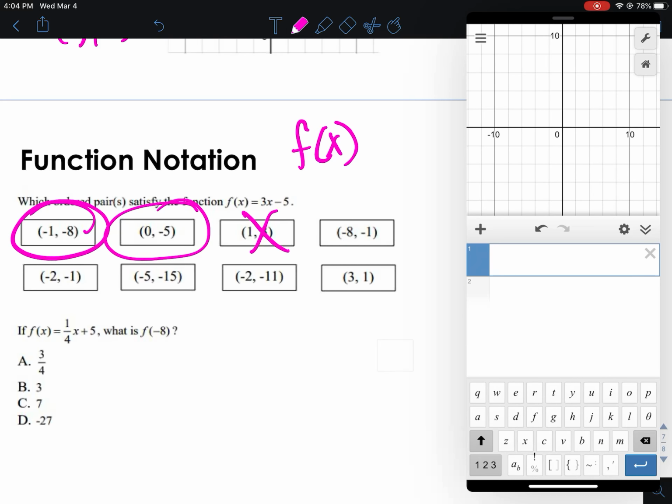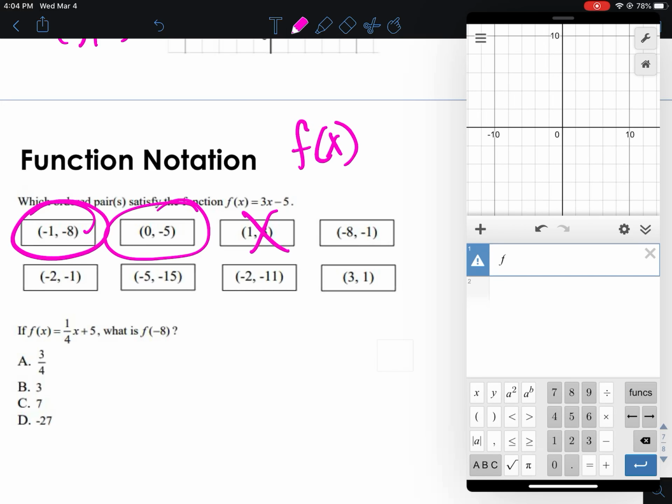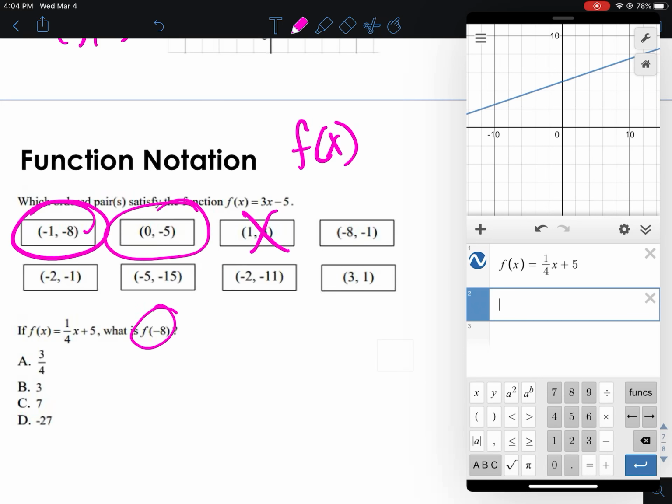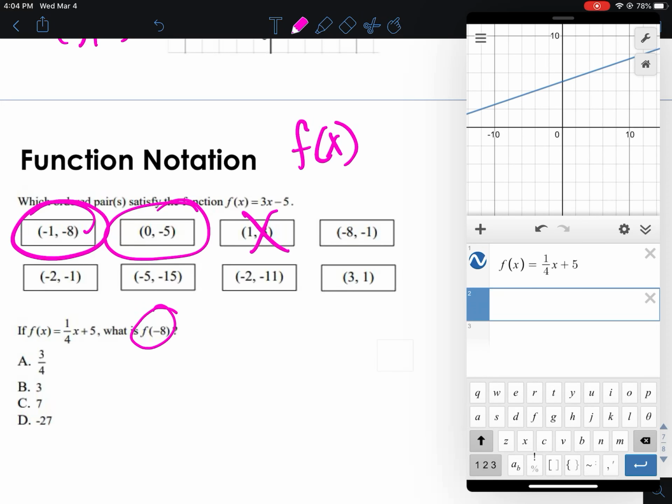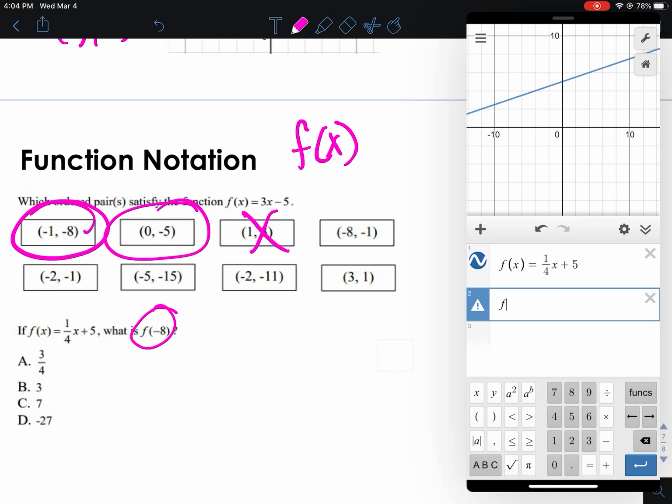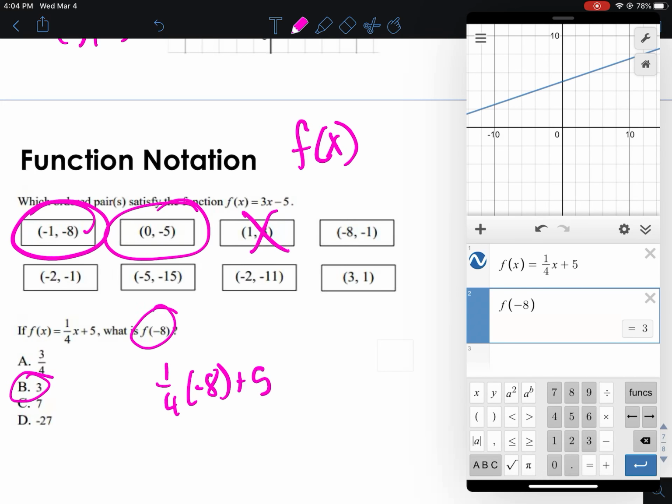All right, as my kid's waking up upstairs, let me finish this last one up. If we have f of x equals 1/4 x plus 5, this notation here just means when x is -8, but again, Desmos knows that notation, so once you type in the function notation, you can type in the f of -8 and get your answer of 3, which you would still get if you plugged it in by hand and then solve that expression.